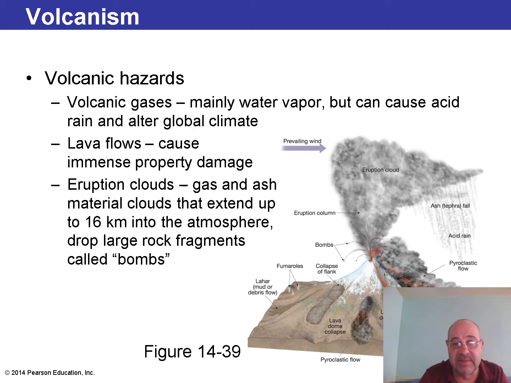Lava flows cause immense property damage, so we get these big basalt and andesite fills. Eruption clouds, gas and ash material clouds that extend up to 60 kilometers in the atmosphere. And then they drop these large pyroclastic rock fragments called bombs. Okay, so you can see all kinds of stuff going on here. One of the things we're going to look at in a minute is what we call a lahar, this mud flow right here. Okay, what is a lahar?